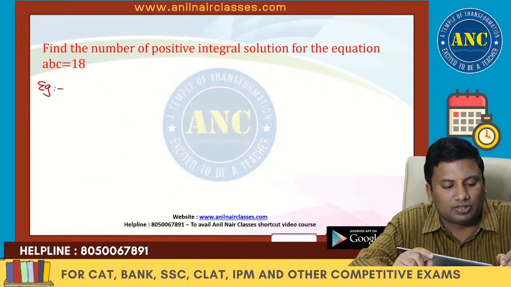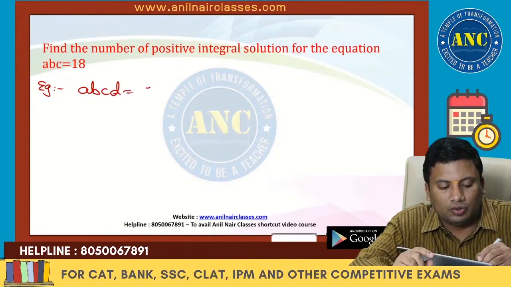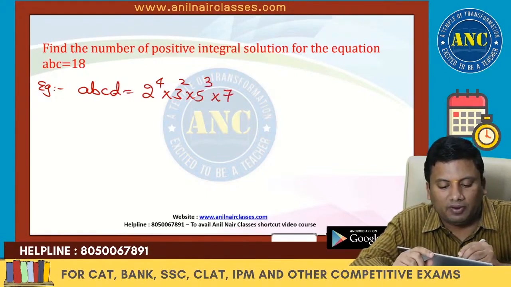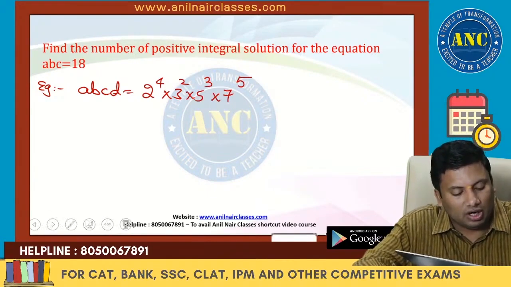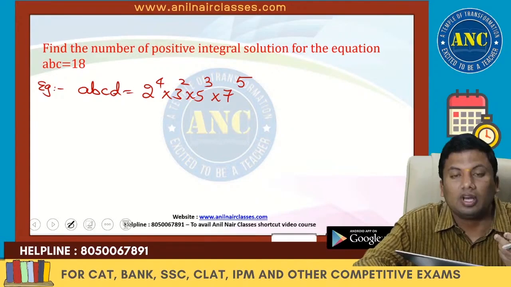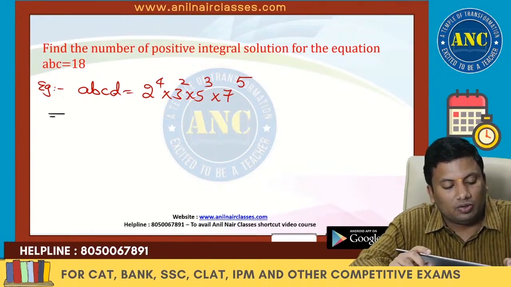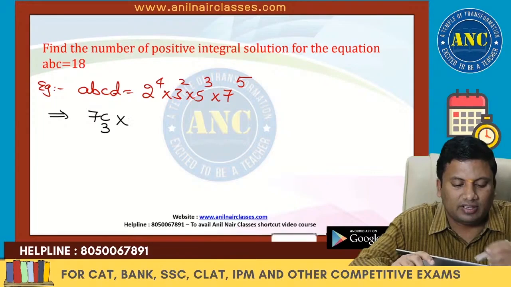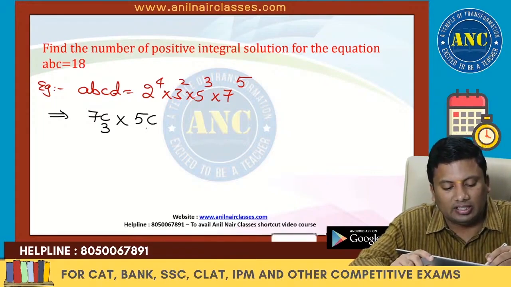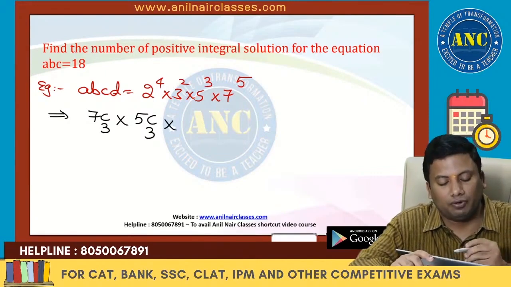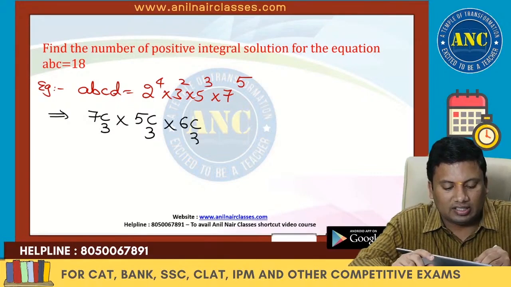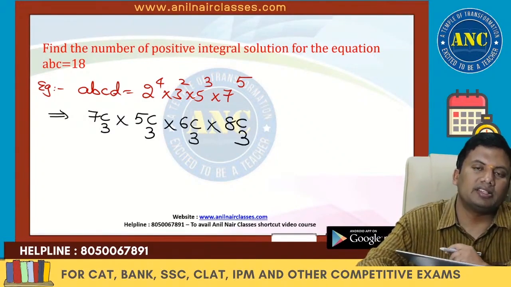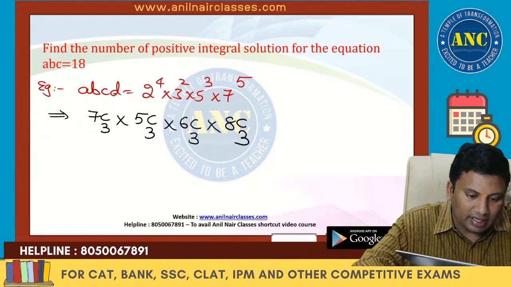Some more examples. ABCD is equal to 2 power 4 into 3 square into 5 cube into 7 power 5. Directly tell me the answer. Please stop using your pen. This question does not even deserve using a pen for writing steps. 4 plus 4, 8. 8 is nothing but 7C3. 2 plus 4, 6. It is nothing but 5C3. 3 plus 4, 7. 7 is nothing but 6C3. 5 plus 4, 9. 9 is nothing but 8C3. Idea is clear, right, sir? I hope the idea is clear.